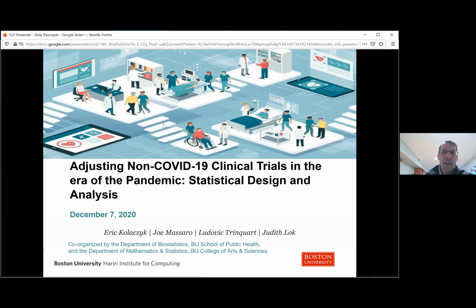We're really delighted to be able to host this extremely important event, I think touching many areas of science. So this is on adjusting non-COVID-19 clinical trials in the era of the pandemic, with a particular focus on statistical design and analysis. I'm Eric Kolaczyk, director of the Boston University Hariri Institute for Computing. We're hosting this event, and with me are Joe Massaro, Ludovic Trinquart, and Judith Lok.